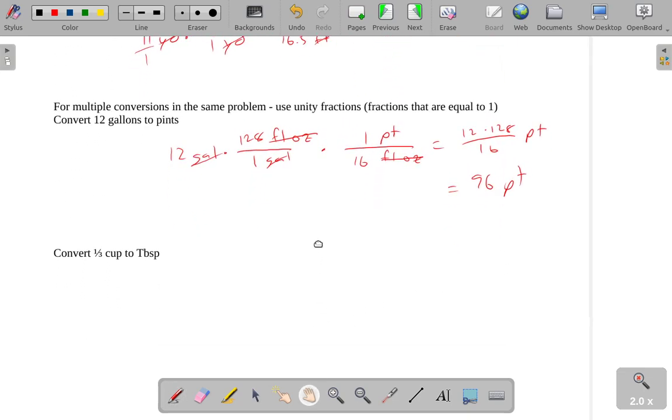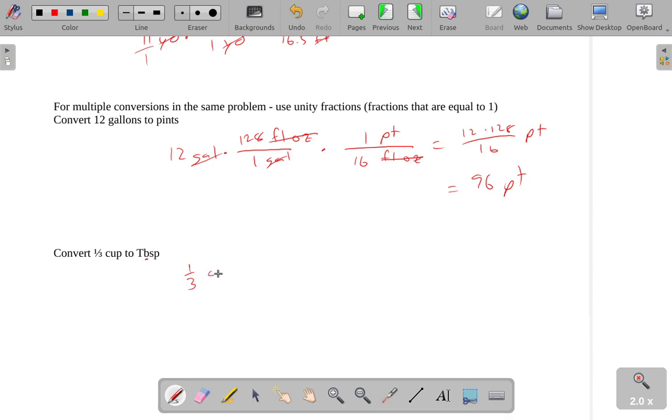I mean, obviously this could be simplified if you happen to know the conversion between gallons and pints, but there's so many different conversions that it's kind of impossible to know them all. So I wouldn't recommend anyone even bother trying. All right, if we want to convert a third of a cup to tablespoons, tablespoons is with the TBSP versus teaspoons, which would just be TSP, just in case you didn't know that.